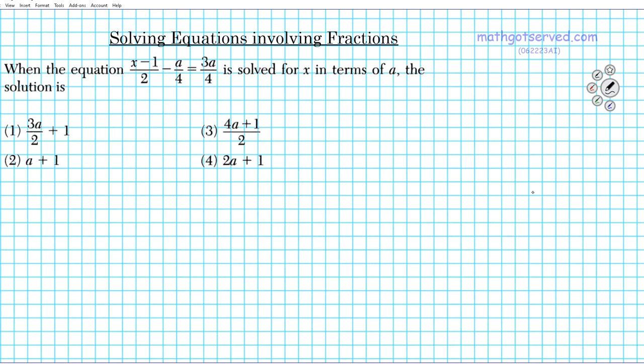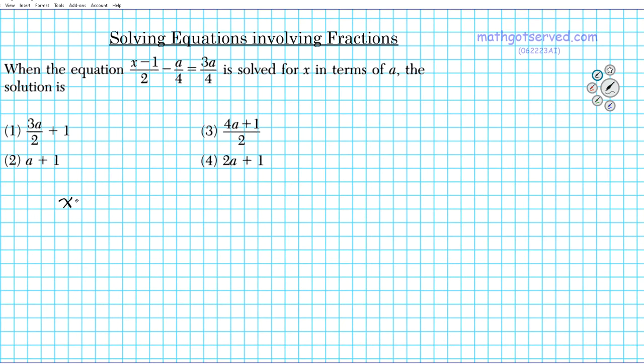So what we're doing right here is we're going to be isolating x. We're going to have a solution that involves numbers and the letter a. That's what it means to solve for x in terms of a. Okay, let's go ahead and get started. So what we're going to do first is write down the problem and think about what we can do to make this problem more presentable.